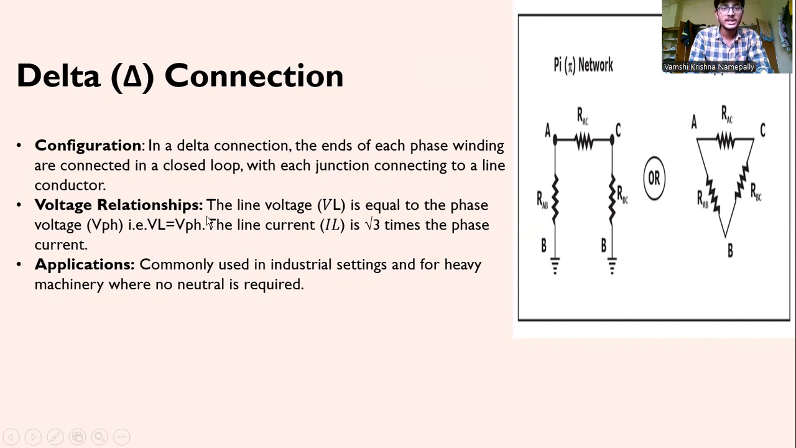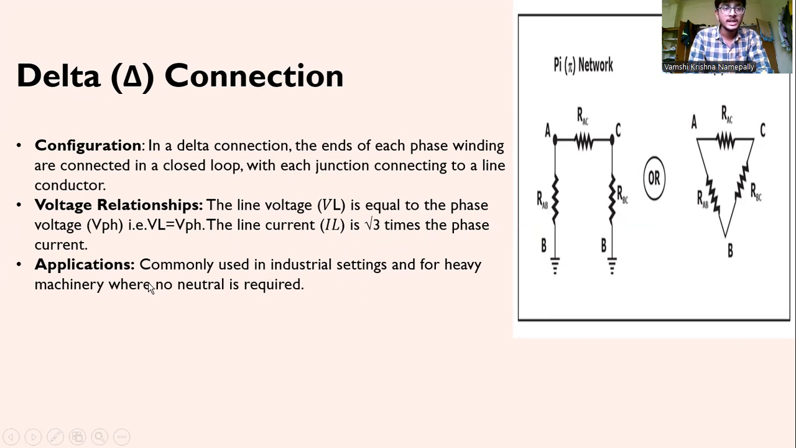Coming back to the voltage relationships, in the delta connection the line voltage is equal to the phase voltage. In the star connection, it is √3 times the phase voltage. But in the delta connection, the line voltage is equal to the phase voltage, whereas the line current is √3 times the phase current. That's quite opposite to what we discussed in the star connections.